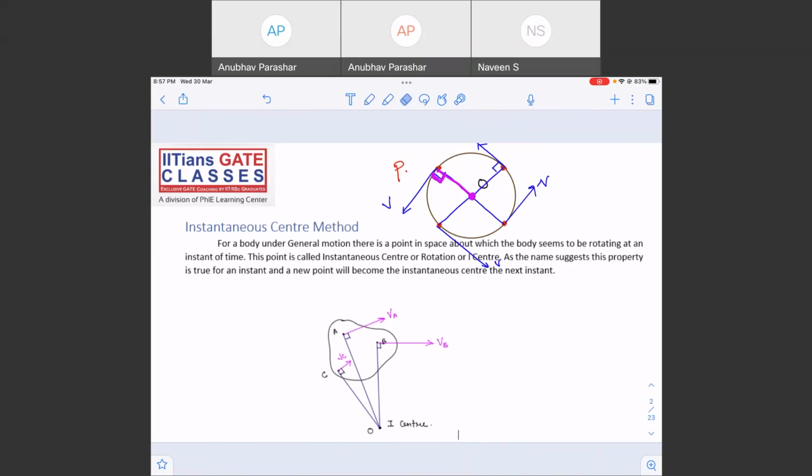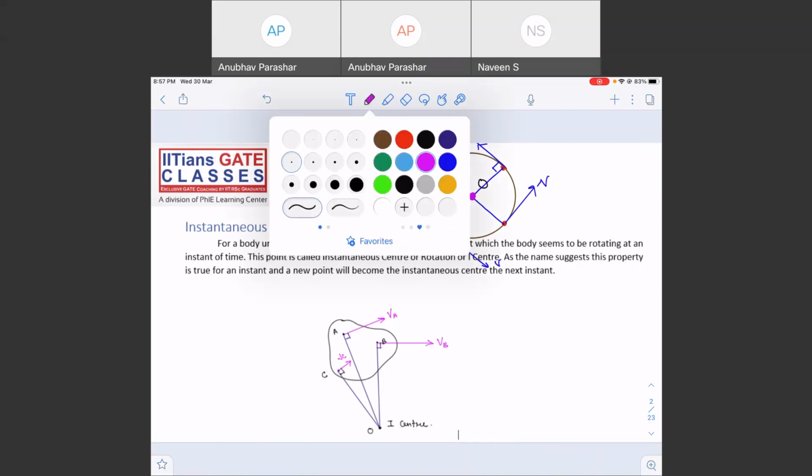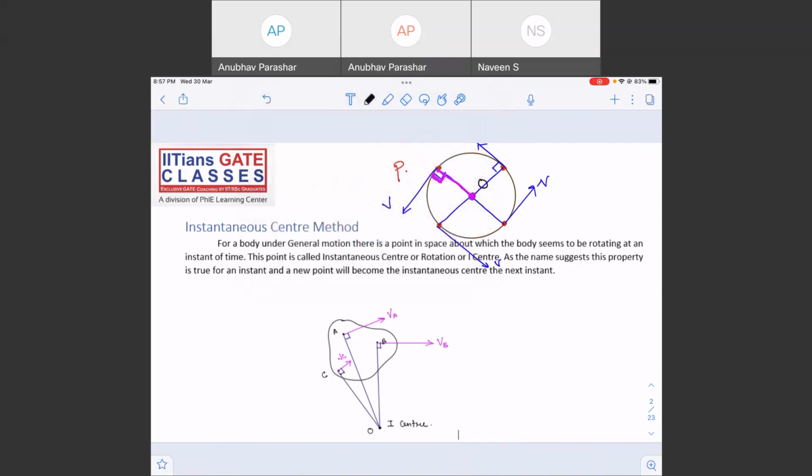Let us now consider any body which is having a general motion. What exactly do I mean by general motion? It could be any kind of motion. It is moving somewhere, I don't know. Unless you give me the path, the locus of the motion, I cannot define what kind of motion it is. So I'm terming it as general motion.